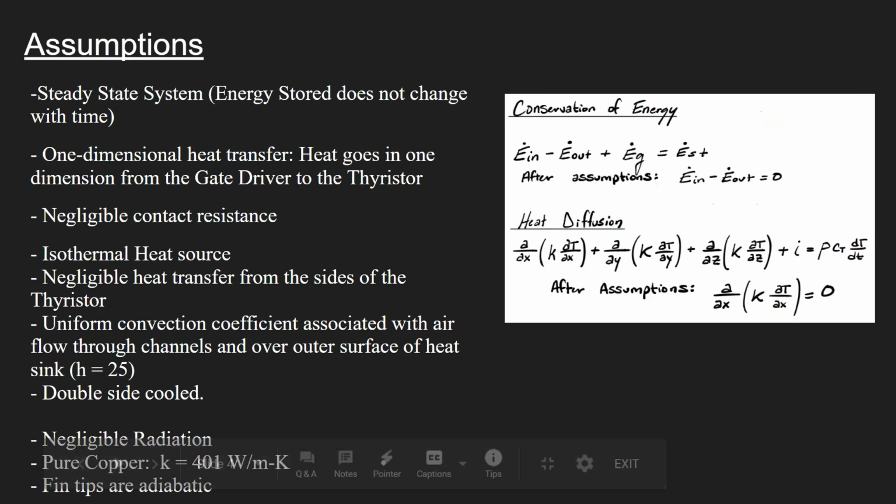For this design, we made multiple assumptions based off the information given to us. We assumed that the system was steady state and one-dimensional. There was negligible contact resistance, heat transfer through the sides of the resistor, and negligible radiation. Due to the design of the system, we also assumed that there was uniform convection airflow through the channels, the cooling was double-sided, and that the fin tips were adiabatic. By making these assumptions, we were able to simplify the conservation equation and the heat diffusion equation to better suit our needs. Also, since we chose copper for the material of the system, we assumed the thermal conductivity of copper to be 401 watts per meter Kelvin.